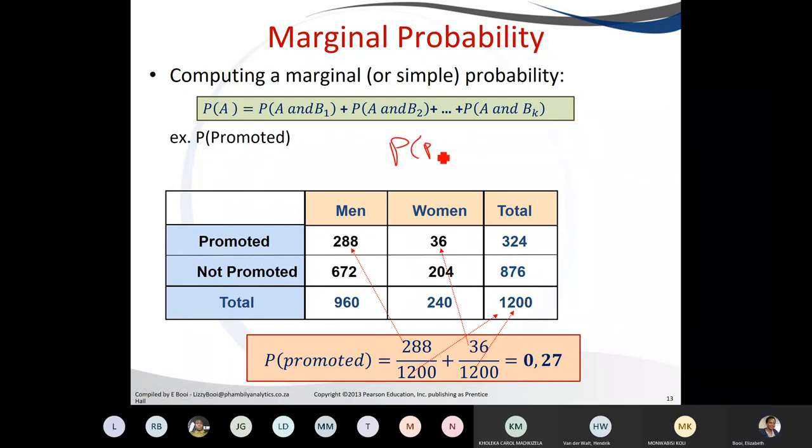The probability of promoted, if we use the simple event formula, which says the number satisfying the simple event, will be 324 divided by 1,200, which also gives us 0.27. So whether you use marginal probabilities or the simple event depends on what your assignment or exam question has given, and you need to know which one you're going to be using. If they have given you the totals, you can calculate using the simple event. If they've given you the joint probabilities, you can calculate it using the marginal probabilities, which means one and the same thing.